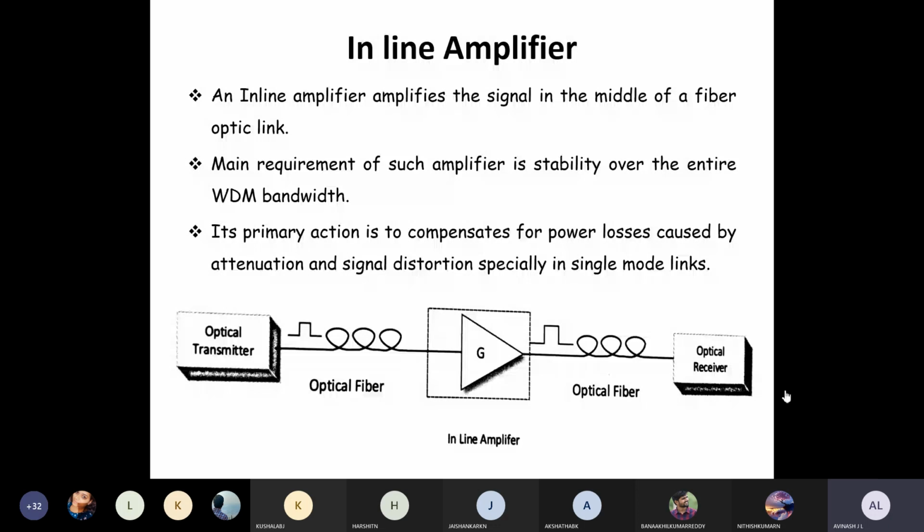But besides the inline amplifier, we can use the booster. We can use the pre-amplifier at the beginning of the transmitter or at the end of the receiver.